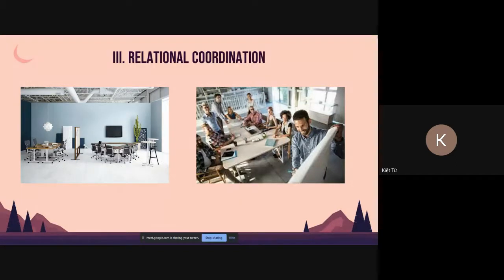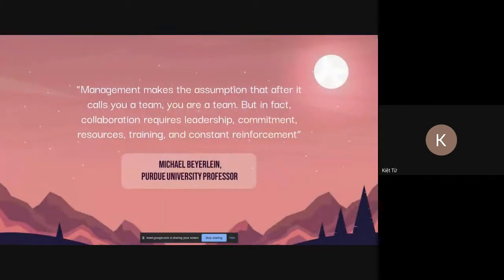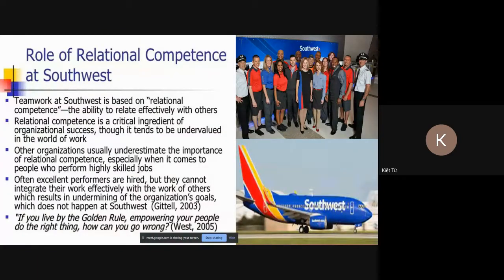However, changing the physical environment isn't enough. To build relational coordination into the fabric of the organization, managers invest in training people in the skills needed to interact with one another and resolve cross-departmental conflict based on shared goals rather than emphasizing goals of their separate departments. To give you an example of relational coordination, I'm going to show the case of Southwest Airlines.